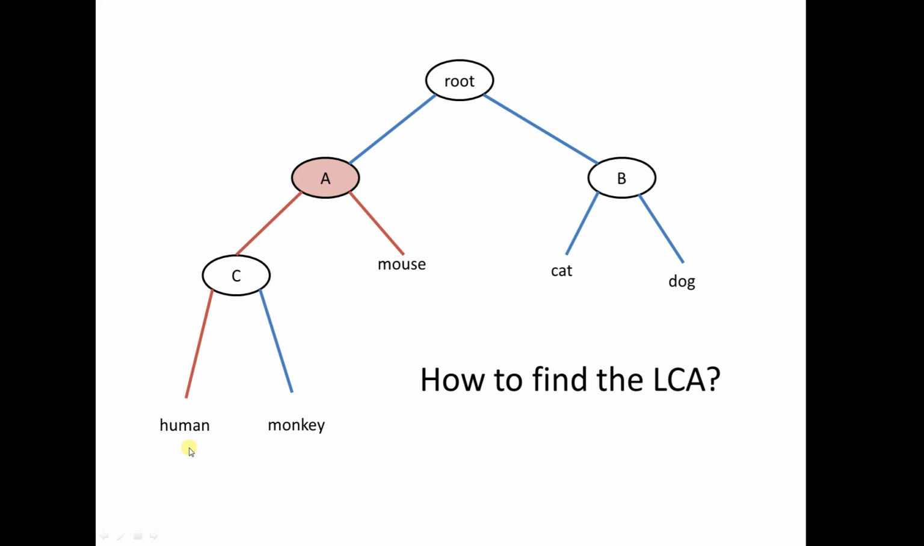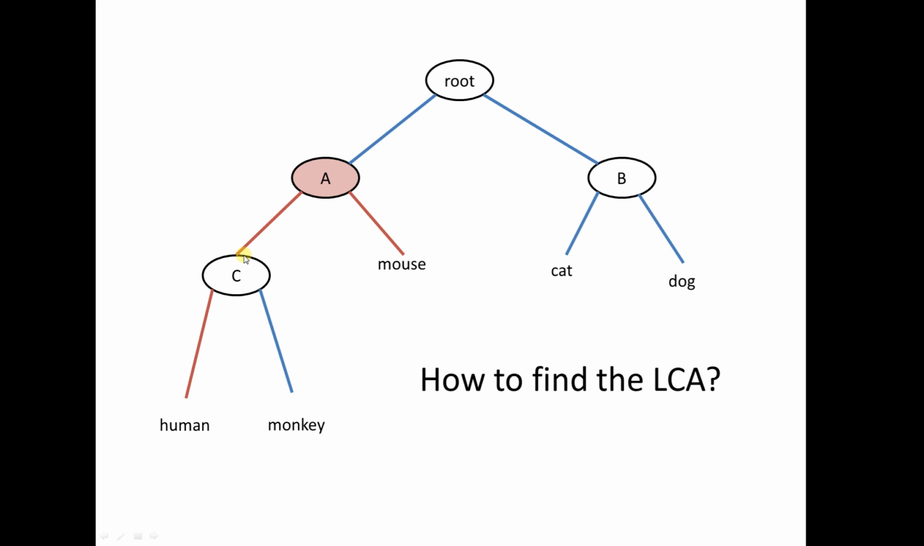Let's say human and mouse. First, you see their depth. Human has a depth of 3 and mouse has a depth of 2. So if they are not from the same depth, you backtrack the deeper node, human, so you backtrack human to C. Now C has a depth of 2, which is equal to the mouse.